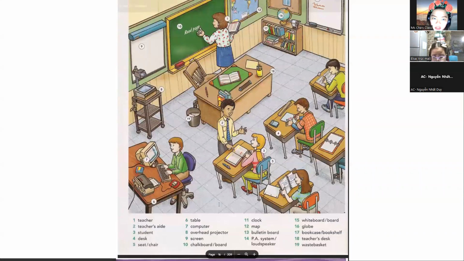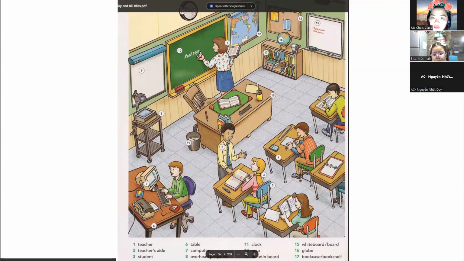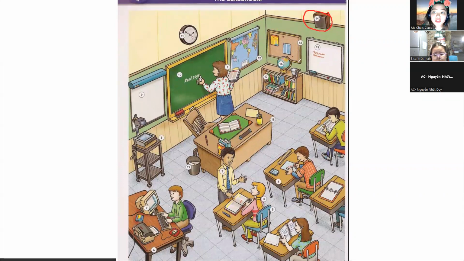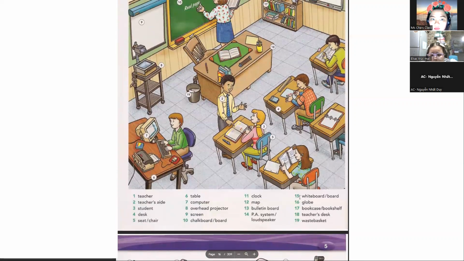How about this one? A loudspeaker. Yeah, PA, it says in here, PA system or a loudspeaker. So in the photo number 14, it's right there. It seems like in some other school, if the principal is making an announcement, everyone in the school could hear it. So it's like a speaker that is on the top of the wall. We also have 15.